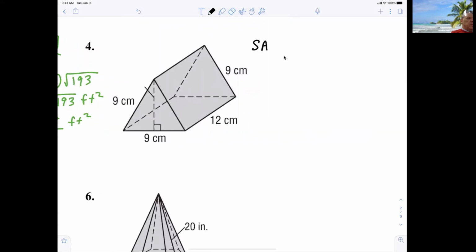Surface area, what's the formula again? 2b plus perimeter times L. No, height. It's height. My bad. What's the surface area? 2 times the area of the base plus the perimeter times the height. No 1/2 because they're not triangles. No big deal. That's why I'm trying to make sure.